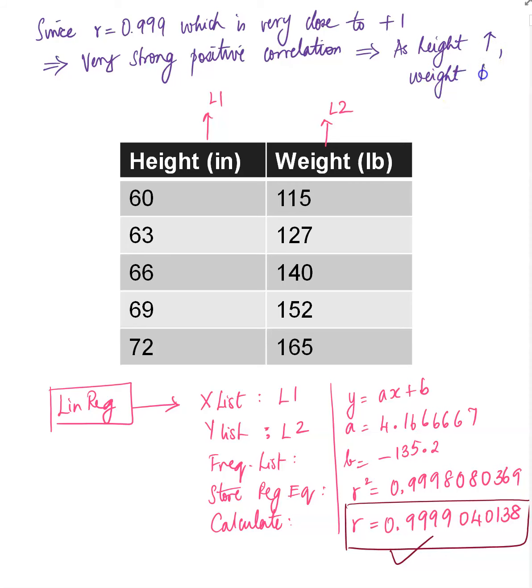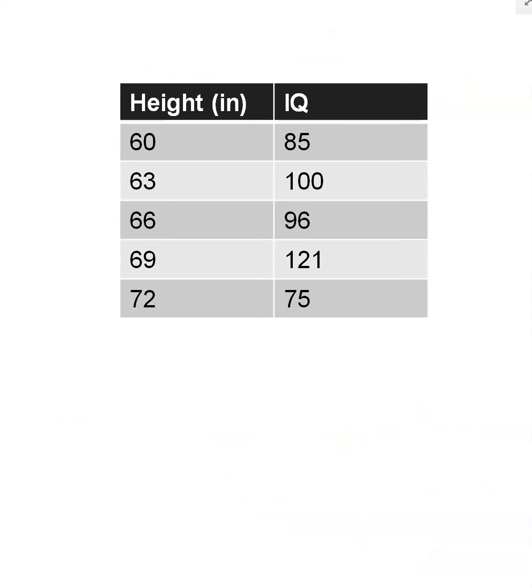We can predict that the weight also will increase. Okay? And that's an important use there, isn't it? So I'll give you another set, and we'll calculate the correlation coefficient for that and then interpret the result. Okay? Here is your next problem. Height is in inches, and then the IQ scores are given to us.